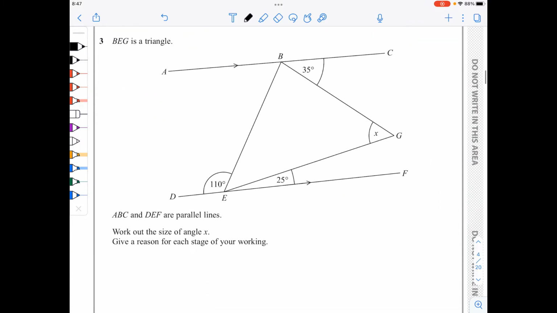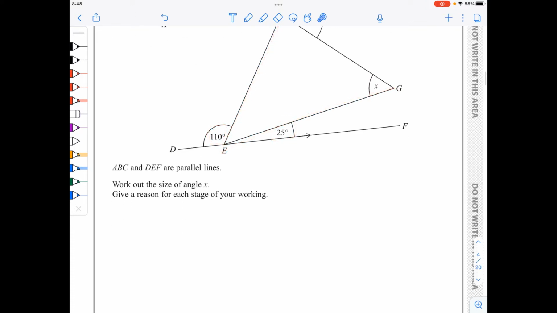Question 3, we're being given a triangle BEG. We have A, B, C, and D, E, F being parallel lines, and we need to work out the size of angle X. X is right here, it's BGE. I could start by finding the angle BEG because I know the 110 and the 25.